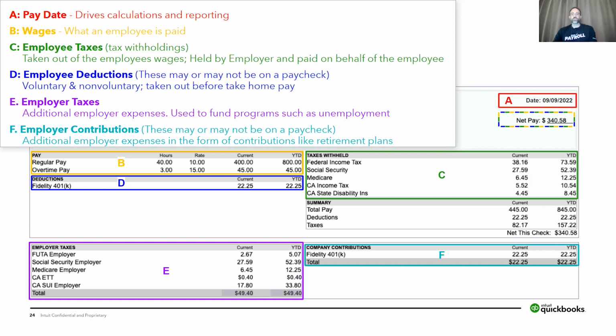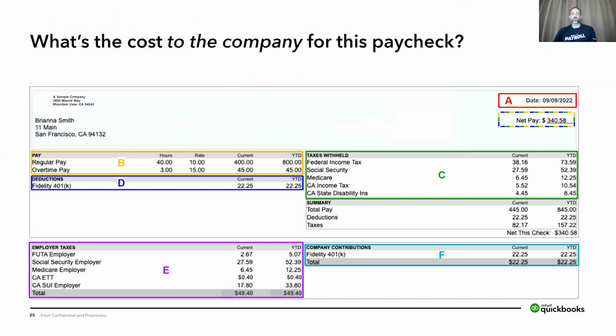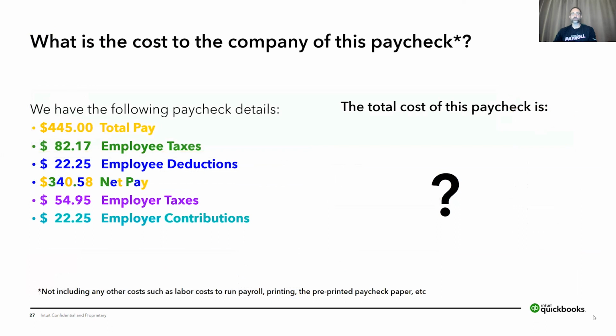Okay, so now the question is, what is the total cost to the company for this paycheck? So while the employee took home $340.58, what was the total cost to the company for this paycheck? Feel free to pause the video and see if you can calculate the amount. Okay, you think you got it?